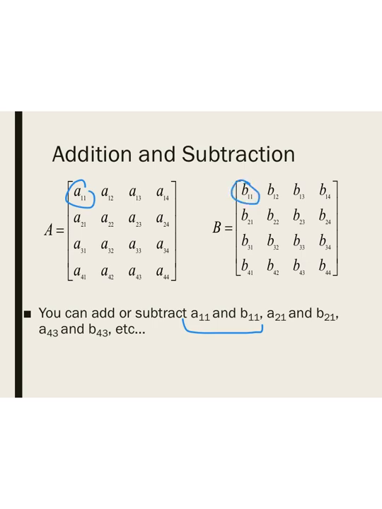I could also go ahead and combine A21 and B21 because again, they are in the exact same location. And to further clarify, I could combine A43 and B43 because they are also in the same position. And again, because these matrices have the exact same amount of entries and they're the same order, we could go ahead and add or subtract all of the elements together to get the sum or difference of our two matrices.